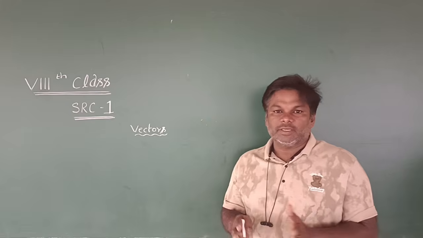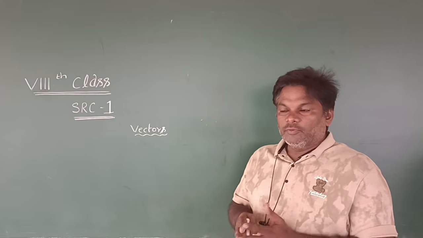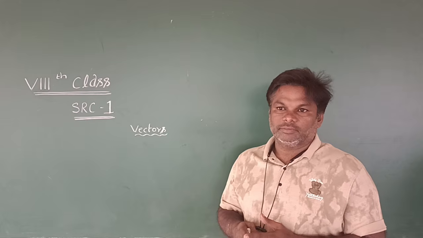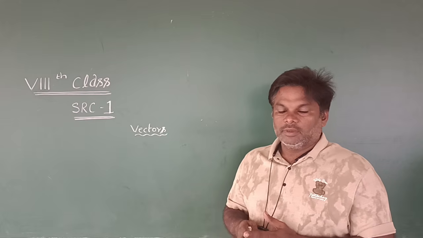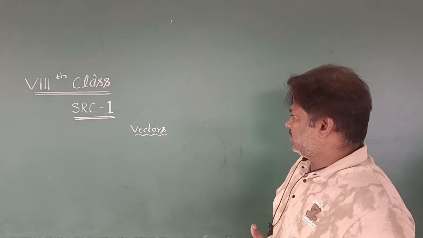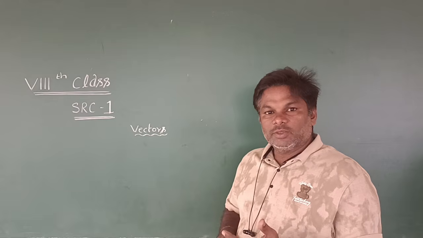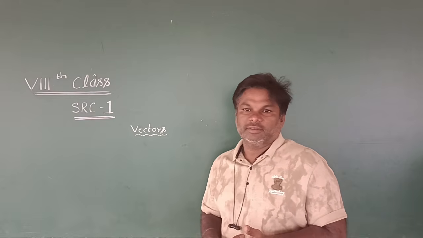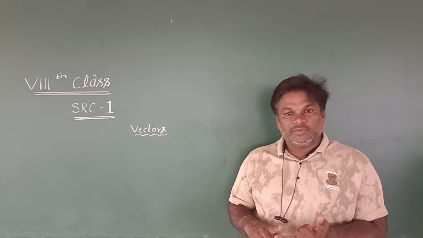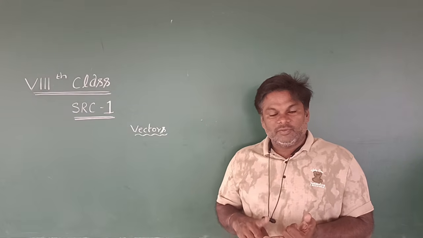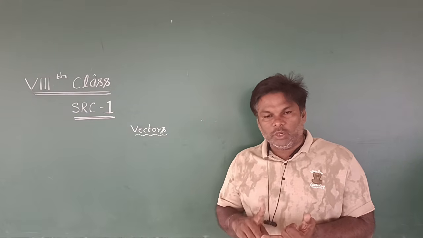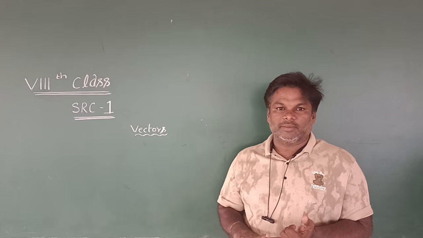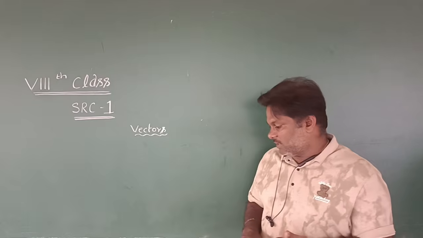So when you separate these two, few are vectors, few are scalars. Vectors, the physical quantities which have both magnitude and direction, are known as vectors. The physical quantities which have only magnitude but not direction are called scalars. An example I will write.